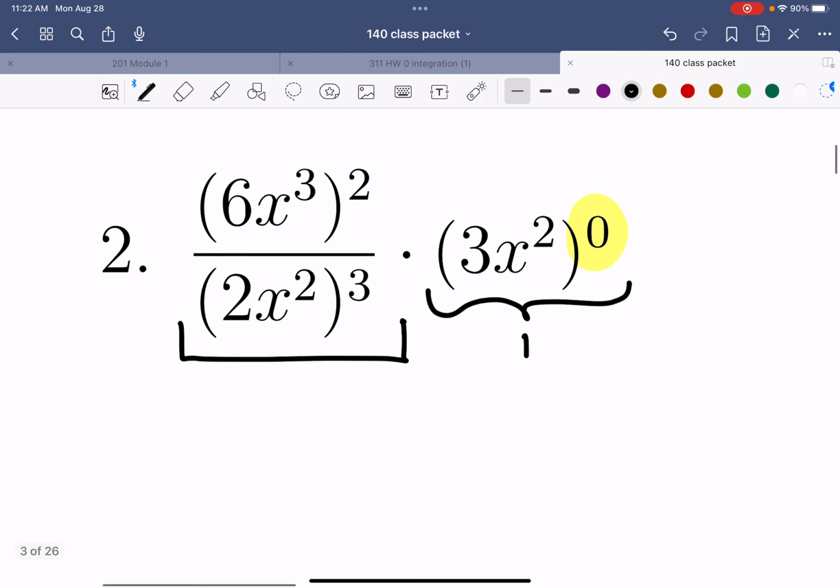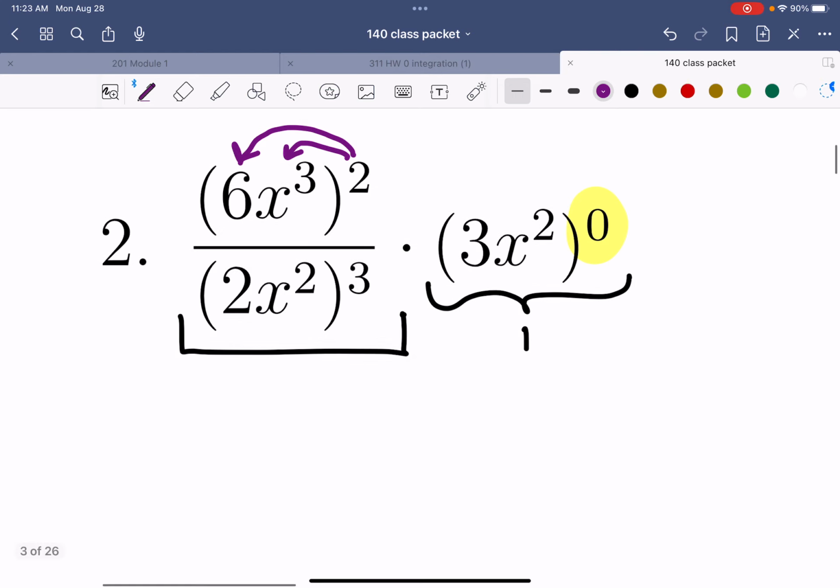When you have more than one thing going on inside the parentheses and it has a power outside, you have to distribute that to each piece. So I have to square the 6 and I have to square this part. If we square 6, that's going to give us 36. Now I'm taking powers to powers, so I'm going to take x to the 3 times 2, and that's going to give me x to the 6th.